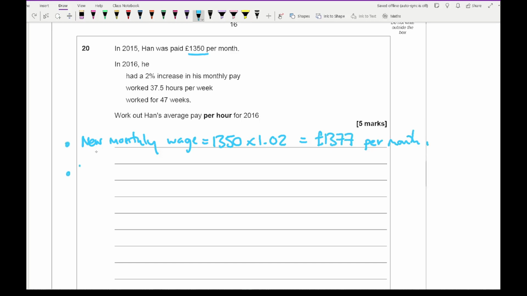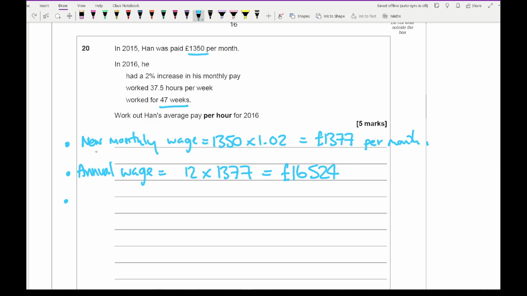Then working out how much he earns per year, so that's the first thing. So his annual wage is going to be 12 times 1,377, which gives him an annual wage of £16,524.